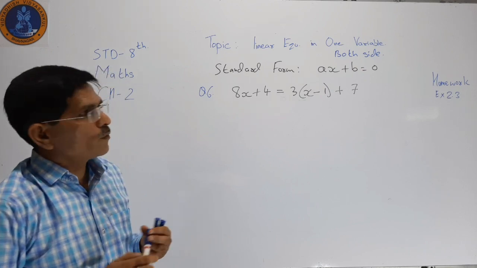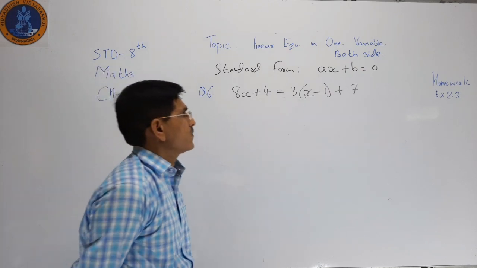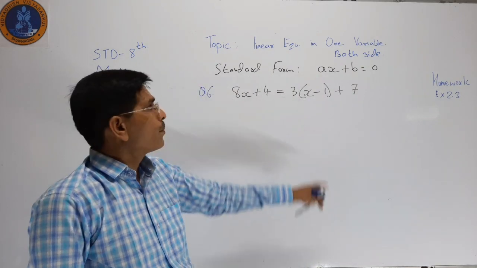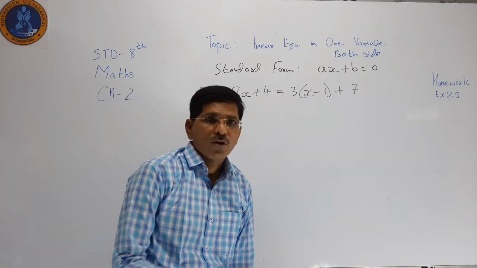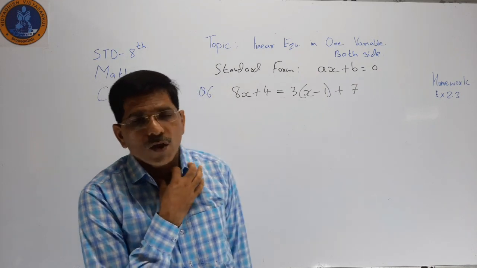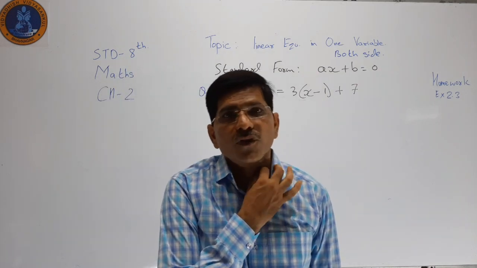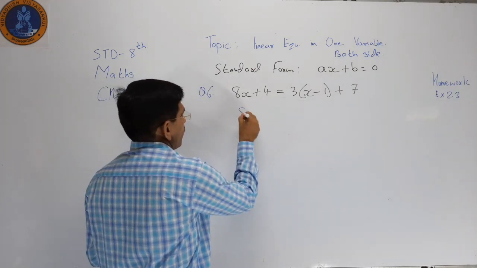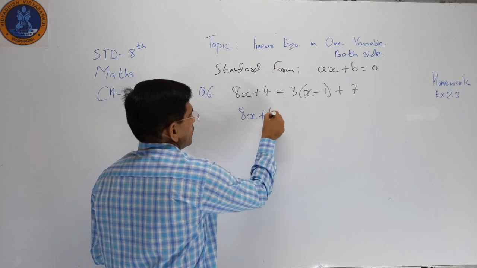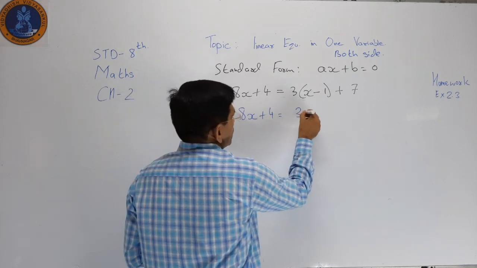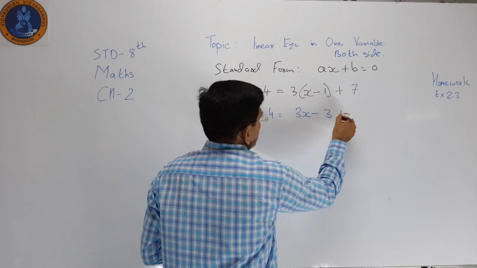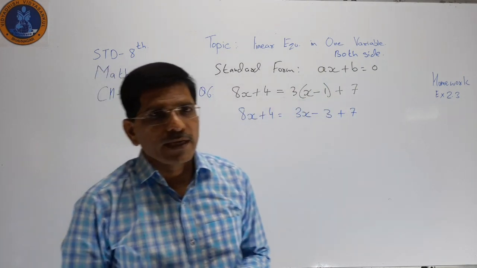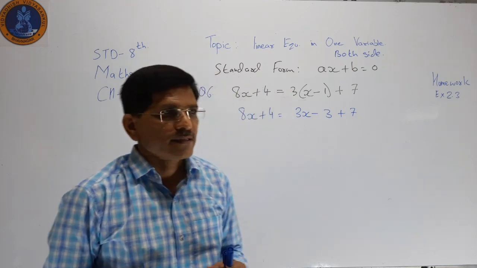Now 8x plus 4 is equal to 3 bracket x minus 1 bracket plus 7. So what is the first step? We have to open this bracket, because outside the bracket there is a term, that is 3. In the first lesson we learned how to open the bracket. So 8x plus 4 is equal to 3x minus 3 plus 7.